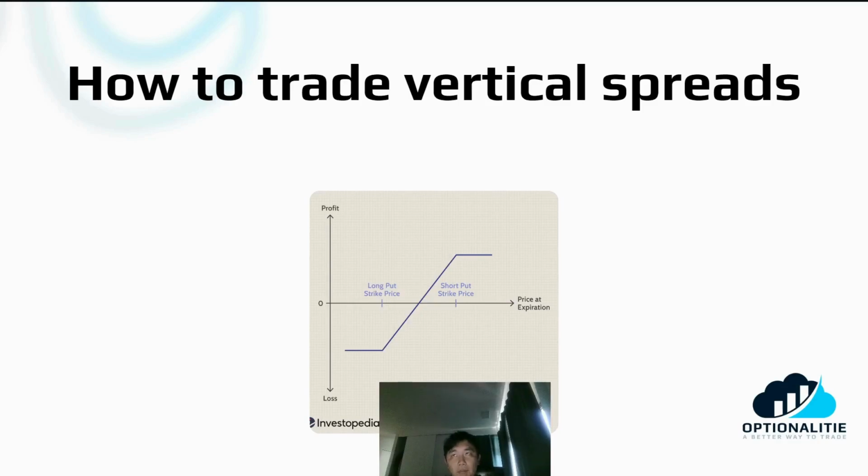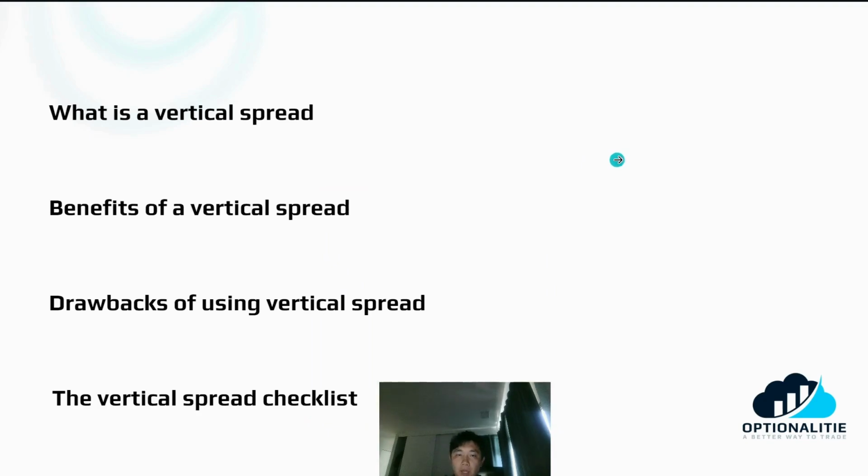Hi, my name is Z, and I'm an options trader, and I've been growing my portfolio by 25 to 50% every year using options. Today, we're going to talk about how to trade vertical spreads, the pros and cons, and a checklist for deciding if you should be using a vertical spread as opposed to just buying stock or buying one long option. Let's begin.